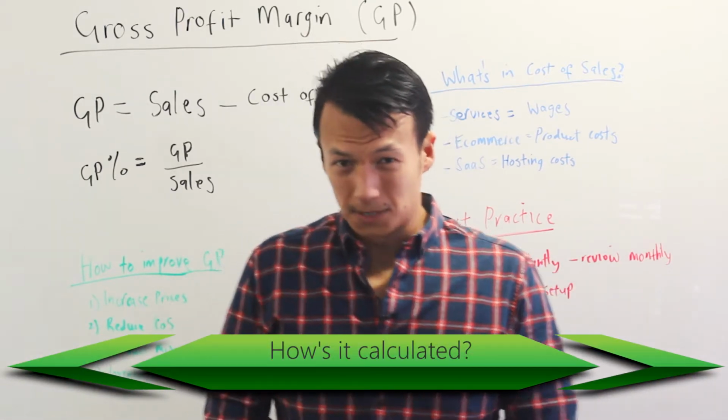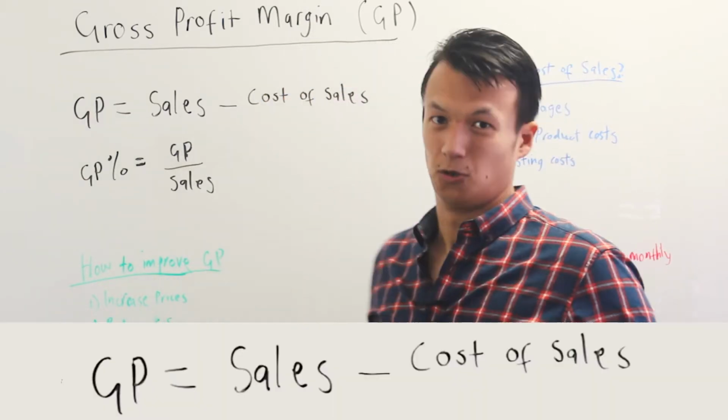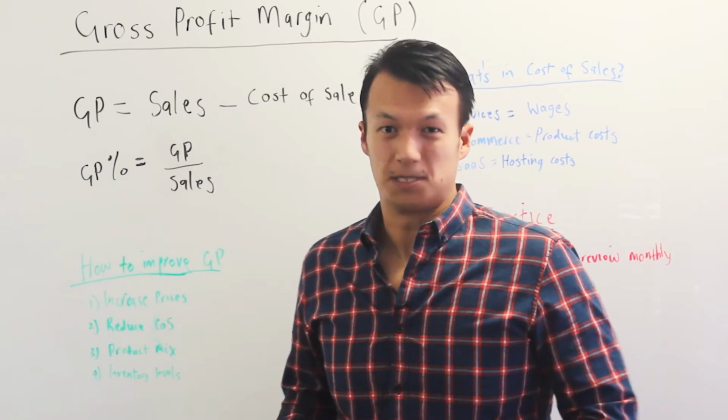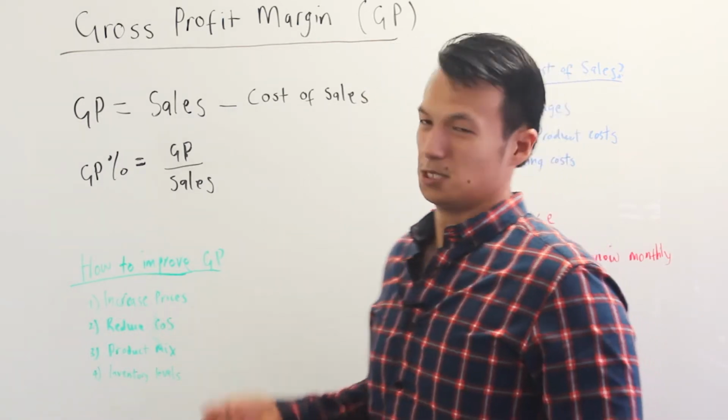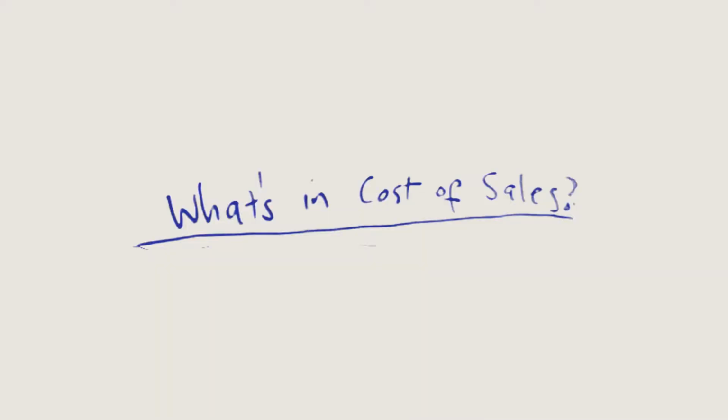So how's it calculated? Pretty simply, gross profit margin is calculated as your sales less your cost of sales. It's usually expressed as a percentage. So to get the percentage is simply your gross profit dollars divided by the sales for the period that you're looking at. Really importantly, what's in cost of sales?